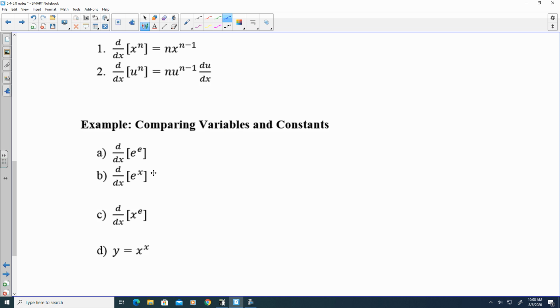So how do I know which power rule to use here? Whether I'm going to use the new exponential stuff, whether I'm going to use what we know before. Let's figure out what we're going to do here. So letter A, take the derivative of e to the e. Well, e to the e is a constant. There's no variable involved in that at all. So the derivative of a constant is 0. Letter B, the derivative of e to the x is just e to the x. That was from a couple sections ago. The derivative of x to the e, this is the power rule that we're talking about here, number 1. We're going to bring that e down and lower it by 1.